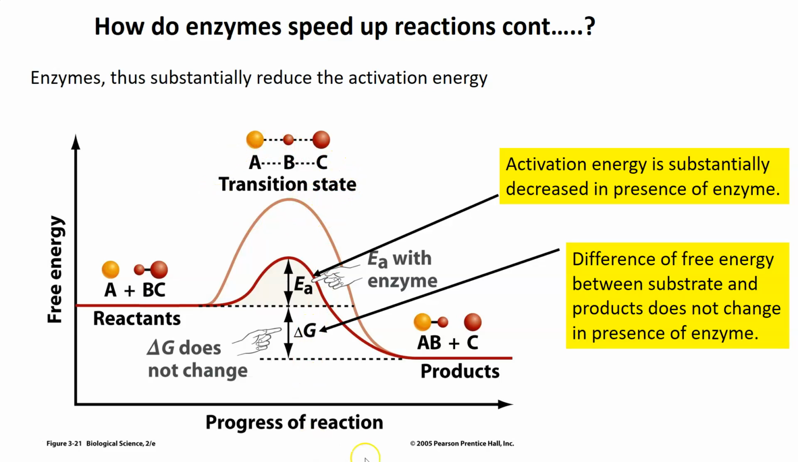What doesn't change? The activation energy changes, so it's massively reduced, but the free energy of the reactants and the products isn't changed. So the delta G is still the same. It's just the activation energy that changes. So enzymes don't change the delta G, don't change the free energy, but they do lower the activation energy.